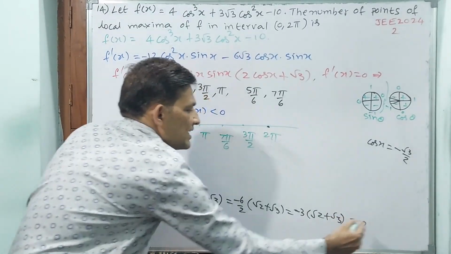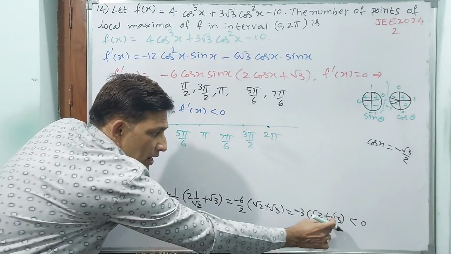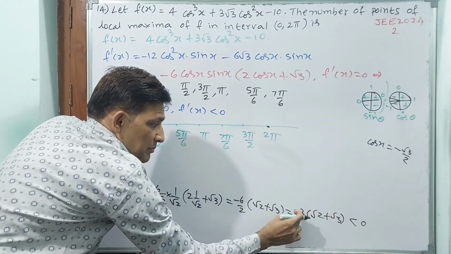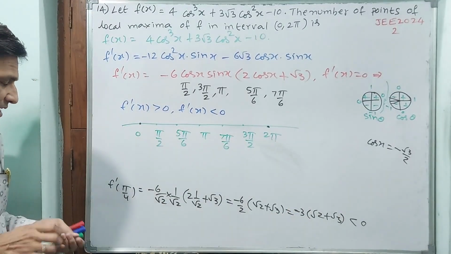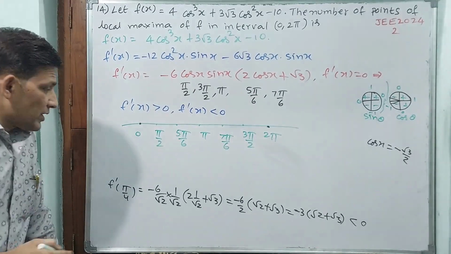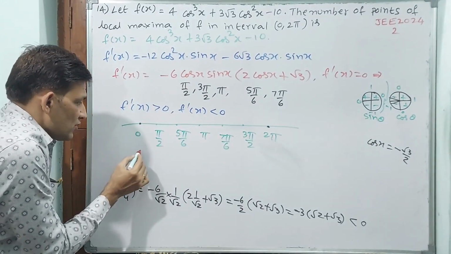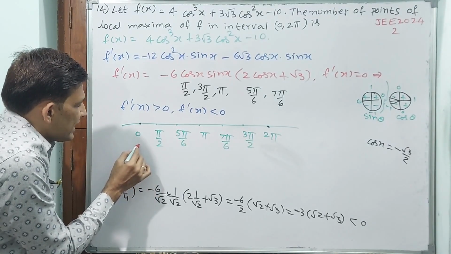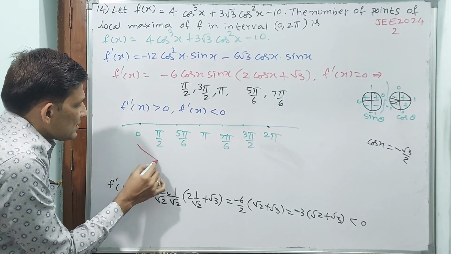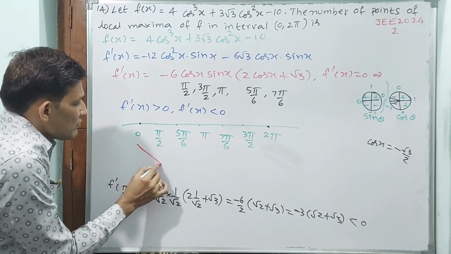Shall I say this is less than 0? Why? Because these two are greater than 0 multiplied by less than 0, minus 3. Automatically this is going to become less than 0. That means, see, in this area this is less than 0. Less than 0 means what we can say? It is decreasing function. Decreasing function means shall I write like this? Up to pi by 2 from 0.